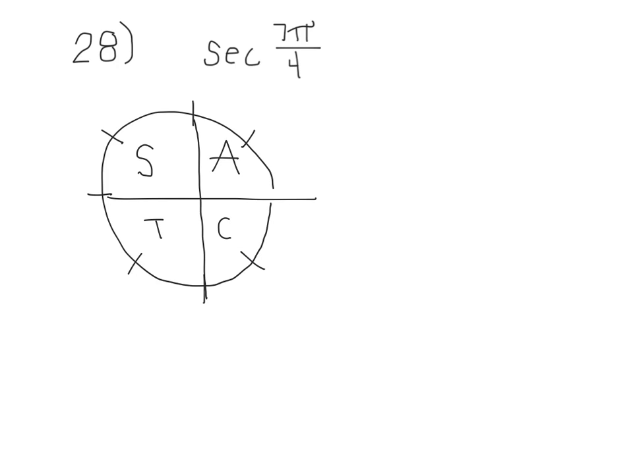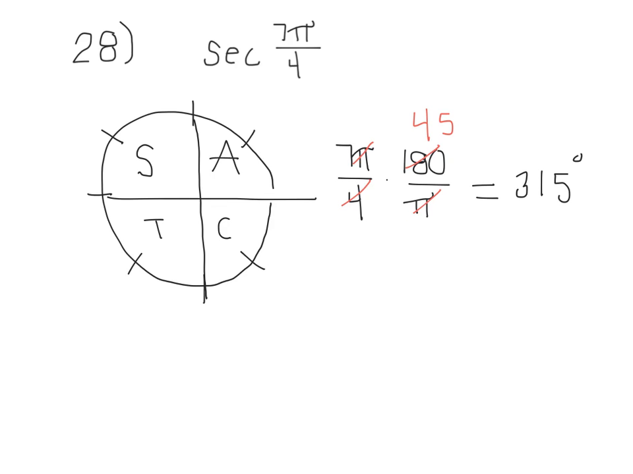So let's convert 7 pi over 4 to an angle measure in degrees by multiplying by 180 over pi and simplifying. Once again, the pi's cancel. 4 goes into 180 45 times. So 7 times 45 will be our answer, and that is where our angle of 315 comes from. So this is a 315 degree angle.